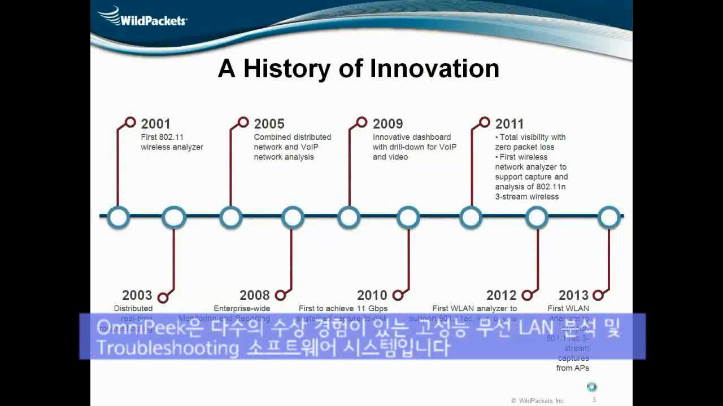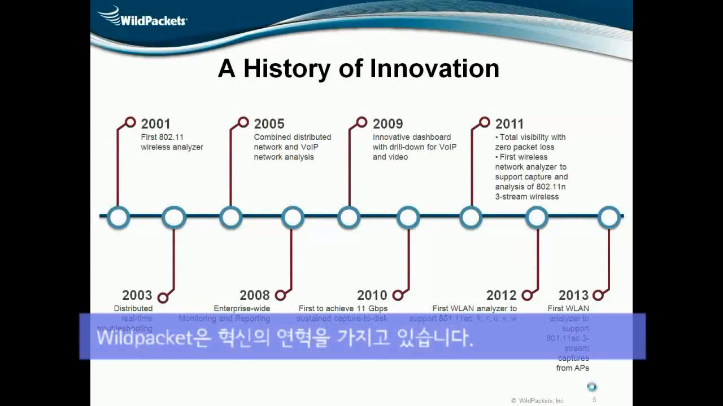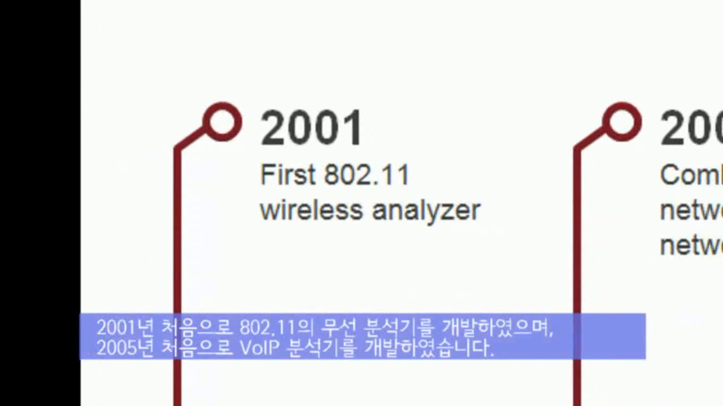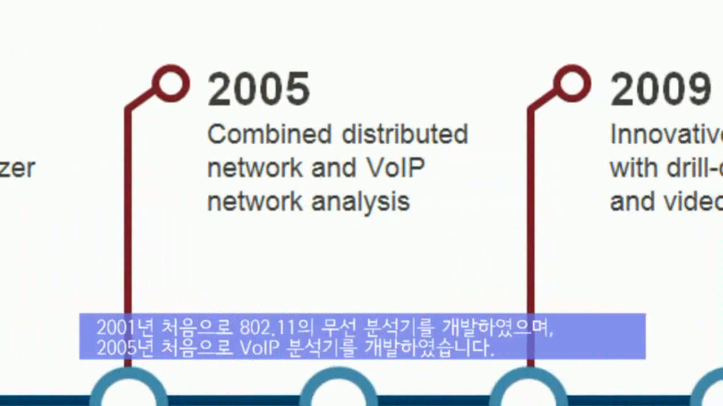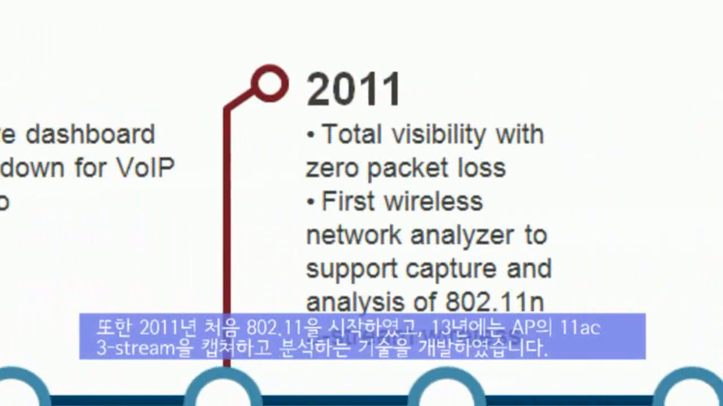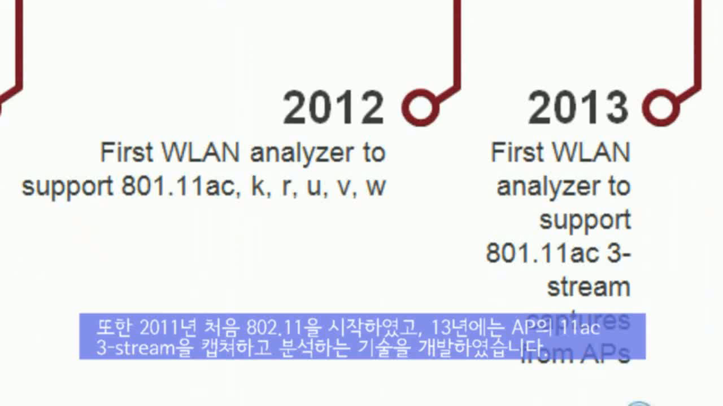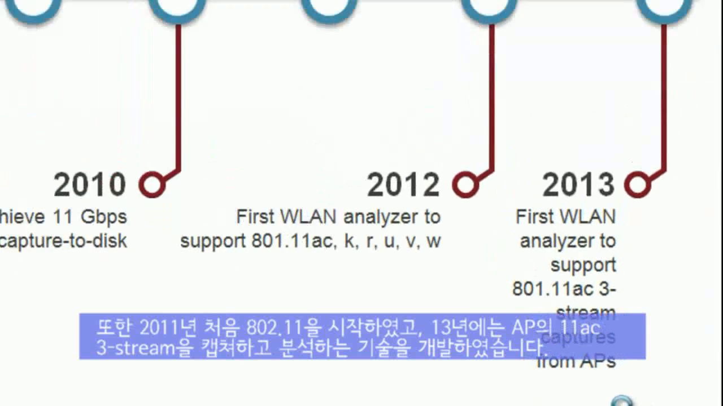OmniPeek from WildPackets is an award-winning, full-featured wireless LAN analysis and troubleshooting software system. WildPackets has a history of innovation in 802.11, introducing the first analyzer back in 2001, the first to add voice over IP analysis in 2005, the first to do 11N in 2011, and the first to do 11AC 3-stream, also including captures from access points in 2013.